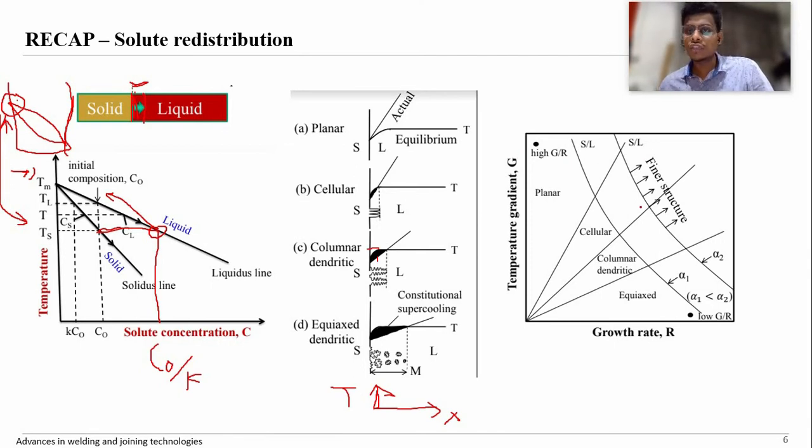Based on that, this figure explains that G is the thermal gradient, R is the growth rate, and G by R matters. If G by R is high, there will be a planar structure, and if G by R is low, there will be something in between, cellular and columnar. Similarly, G into R gives the cooling rate for finer structure. If G and R are more, then we'll achieve a finer grain structure. If G into R is less, then we'll achieve a coarse structure.